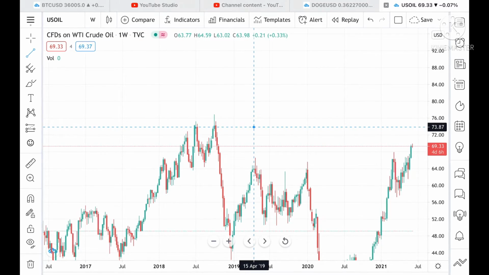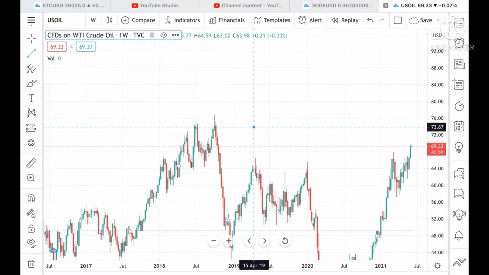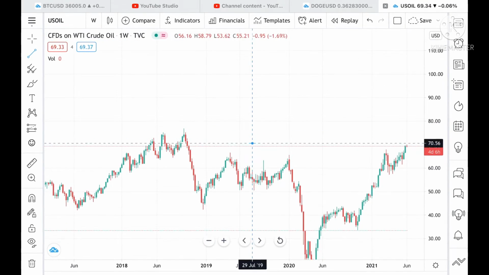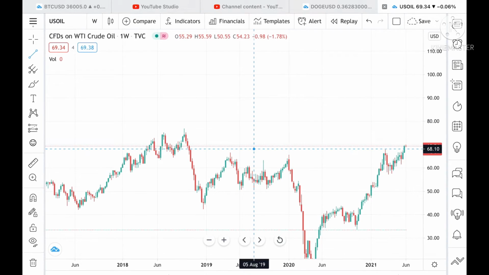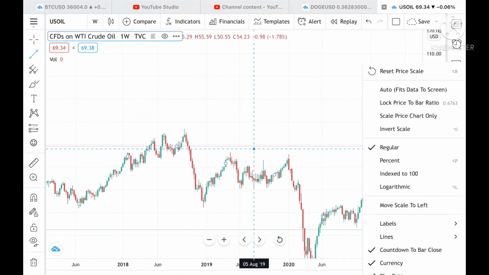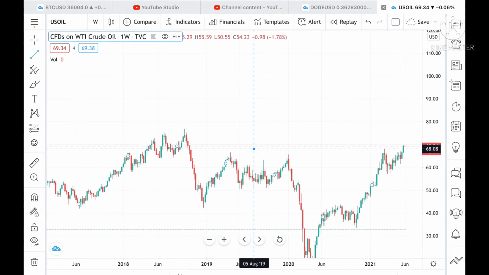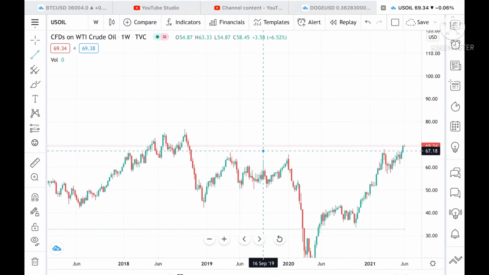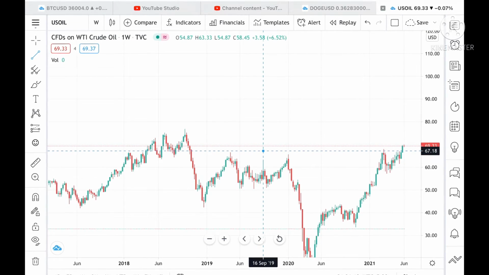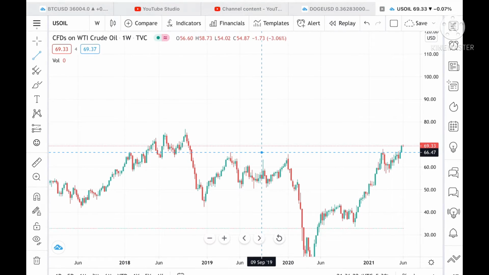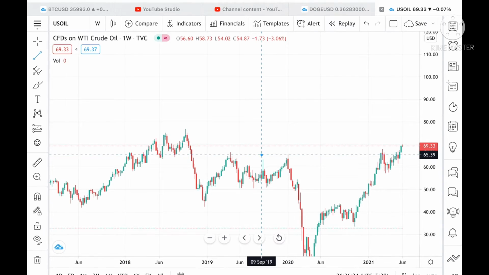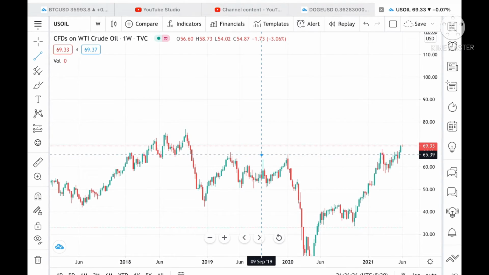Now suppose the price falls below a level of 68.10, then we can see a level of 67.18. Once 67.18 is touched, then we can see a level of 66.29, and from there a level of 60.39 also. This is the 5 years chart I am showing you. So these positions are for the long side.